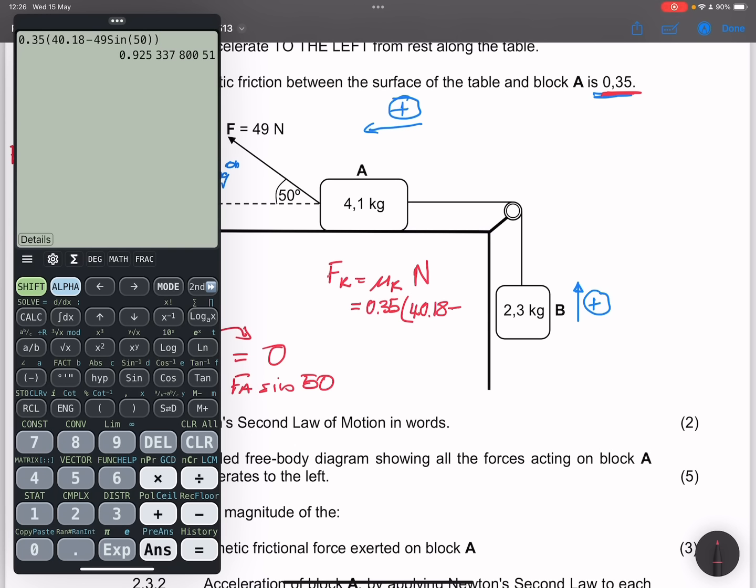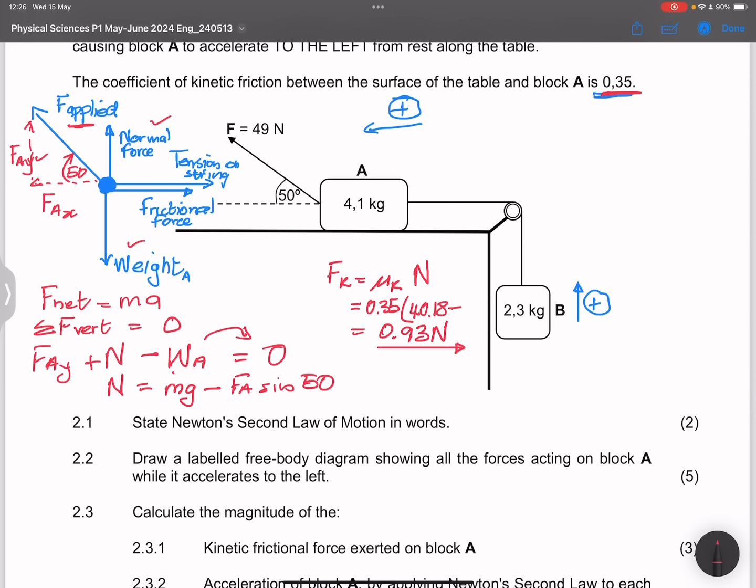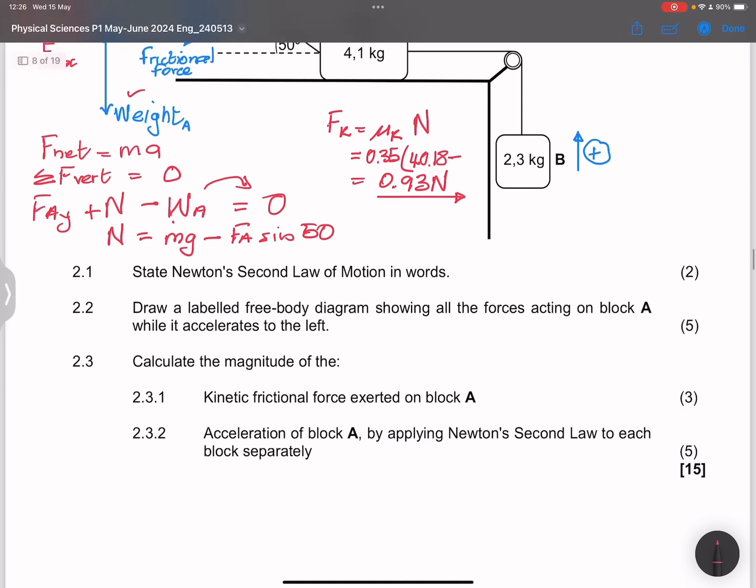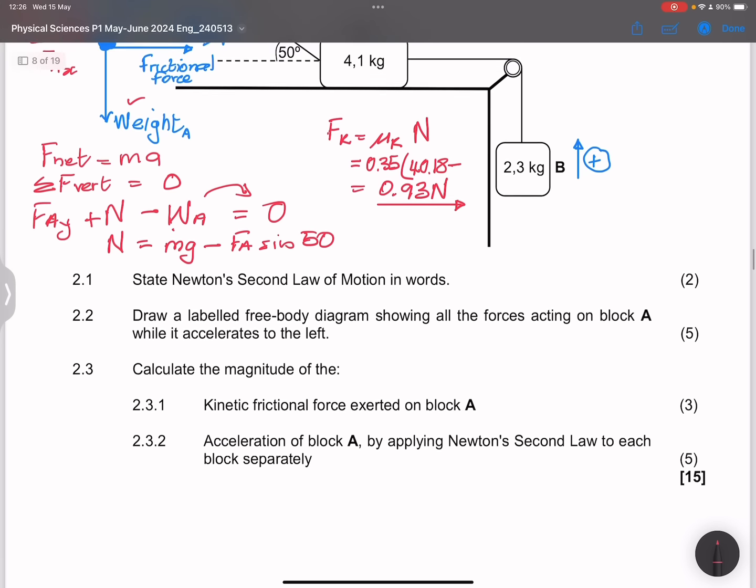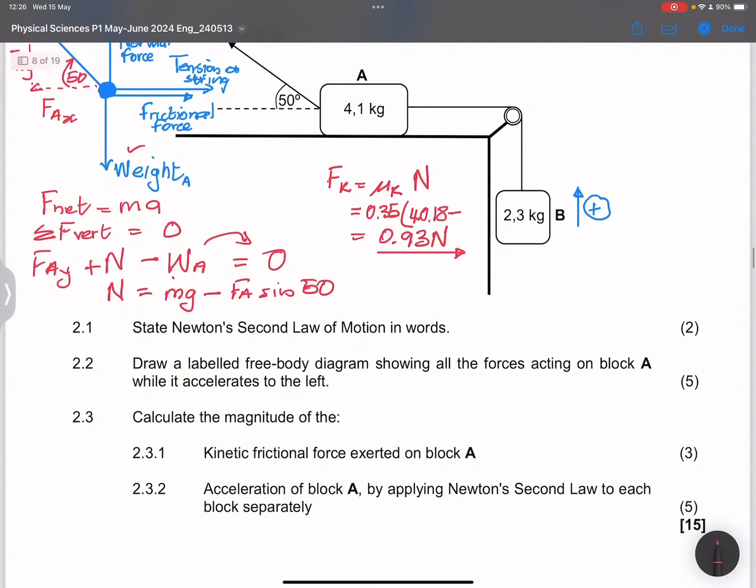Okay, so I get a force of friction of 0.93 newtons. That's our value for frictional force. Please just note that. On the last one, sorry, I didn't finish writing this entire one.